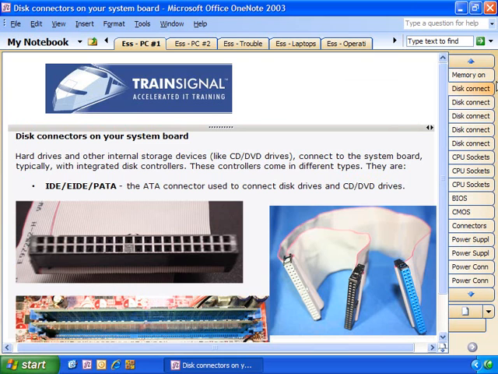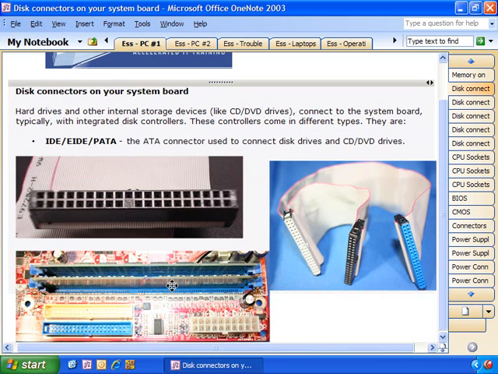And now let's talk about disk connectors on the system board. Hard drives and other internal storage devices like CD and DVD drives connect to the system board, assuming you have an integrated storage controller on your system board. These controllers come in different types. The first one we're going to talk about is IDE, or EIDE, or PATA. The ATA connector used to connect disk drives and CD/DVD drives is commonly PATA, and I have some diagrams down here of what it looks like.